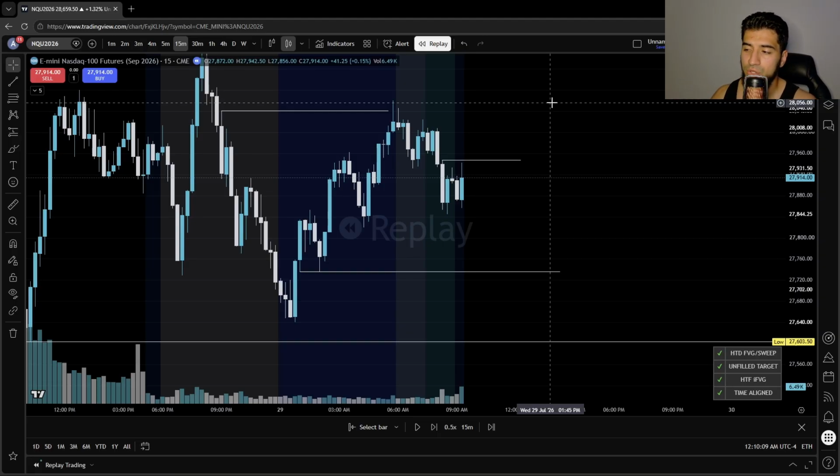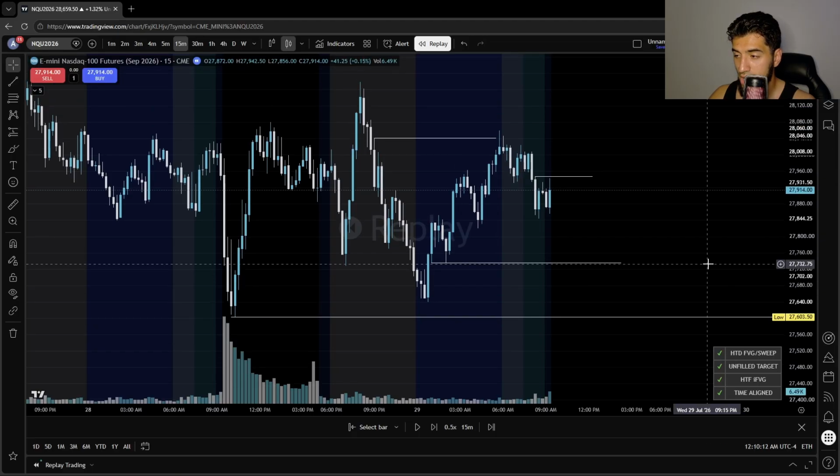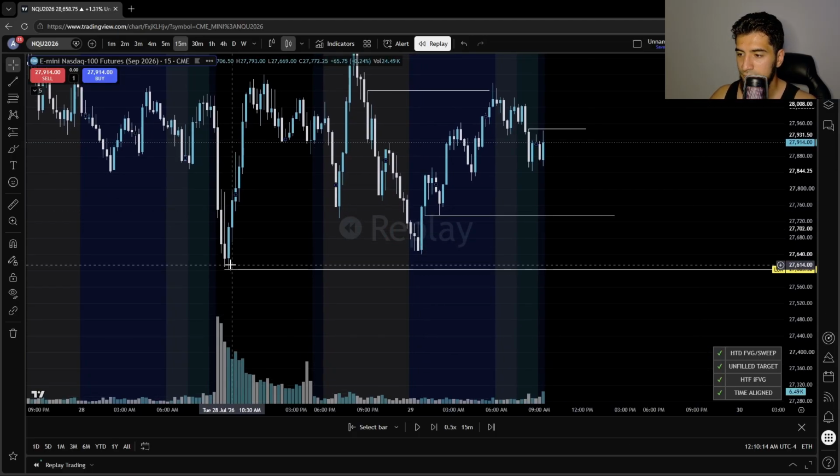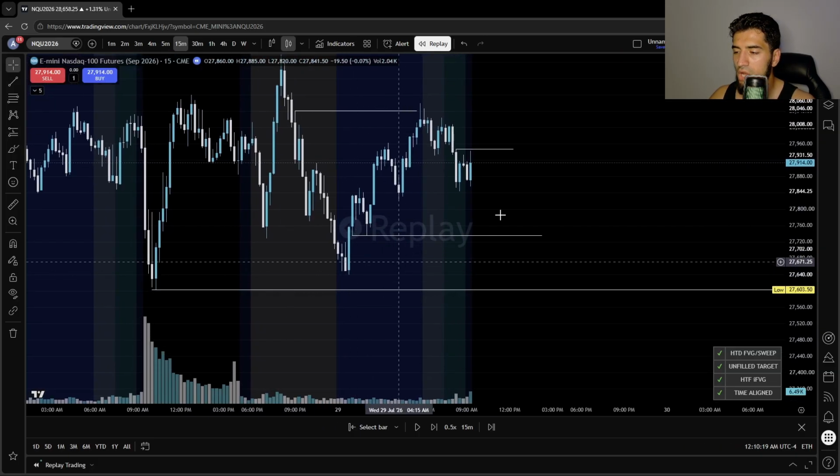But I'm leaning more towards a bearish play because our obvious draws on liquidity are this London low and previous day low, and they're almost relative equal lows. So these are my obvious draws on liquidity.